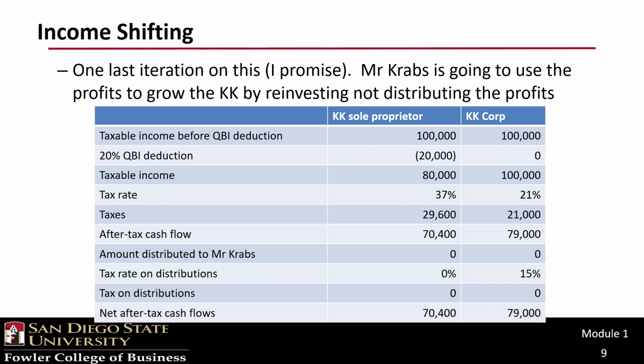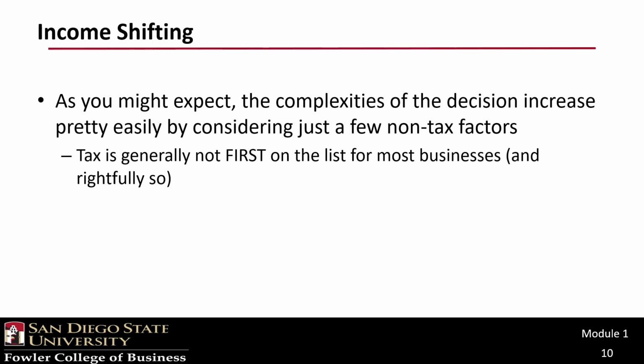Whereas if it's a corporate entity and it chooses not to make a distribution to Mr. Krabs, then now the after-tax cash flow is $79,000 because that second layer of tax is avoided. So as you can expect, the complexities of the decision increase pretty easily by just considering a few non-tax factors. For example, the non-tax factor we considered was, well, what are we going to do with the after-tax cash flow? Are we going to reinvest in the business, or are we going to pay it to the owners?